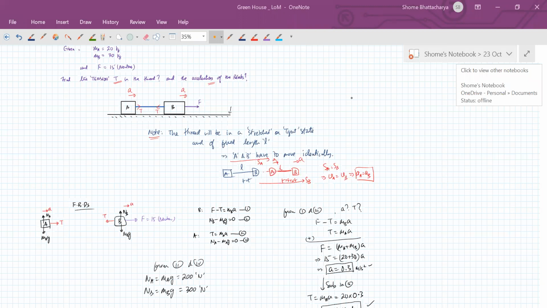Yeah, the last part we just calculated the value of tension here, so you can just write this down here. Tension is 6 newtons. That was the last line below.